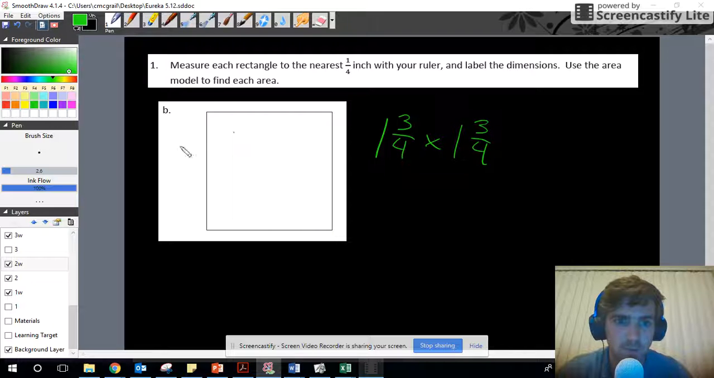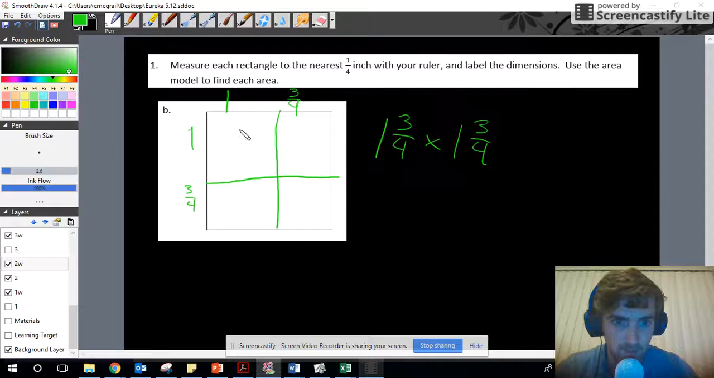So here's what I'm going to do. I'm going to label my whole number and my fraction. Both side lengths are 1 3/4, 1 3/4. Now I'm going to split it, whole number and fraction. So this is a little bit more challenging, but not at the start.